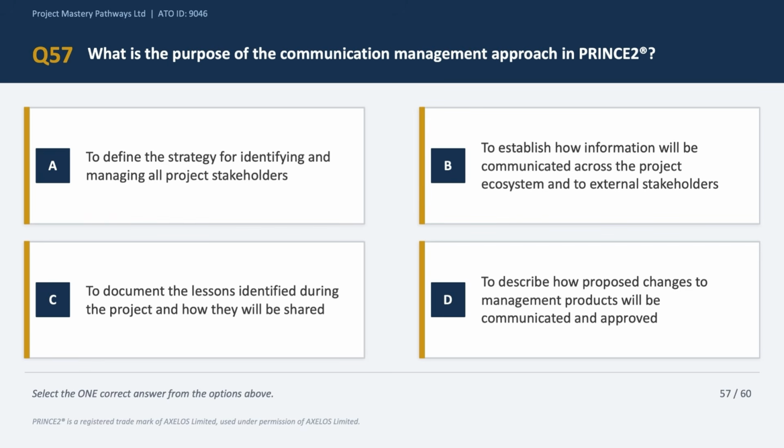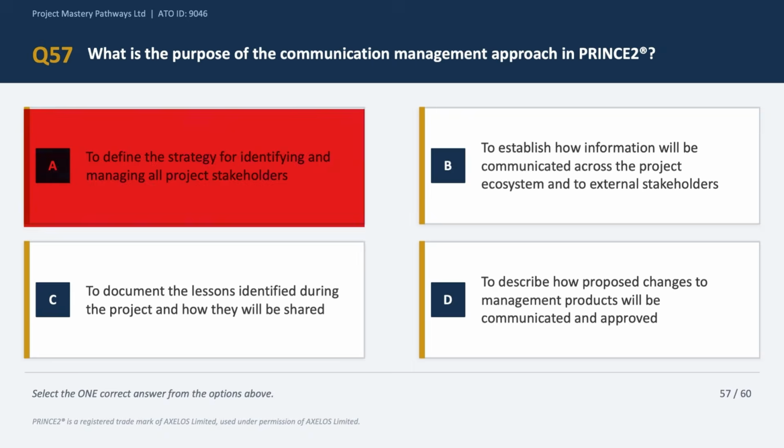Moving on, what is the purpose of the communication management approach in PRINCE2? Okay, now this is a management product purpose question. The communication management approach is often confused with stakeholder management. Okay, so let's clear this up as part of this question. Now, option A says to define the strategy for identifying and managing stakeholders. Now, stakeholder identification and engagement is part of what the communication management approach addresses, okay? But defining the stakeholder strategy alone is not its full purpose, okay? So option A is incomplete, and that is why it's also an incorrect answer choice.